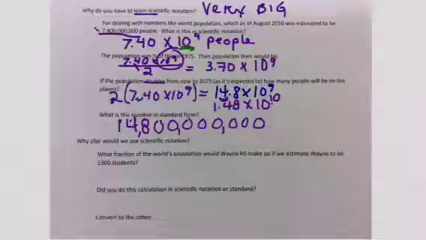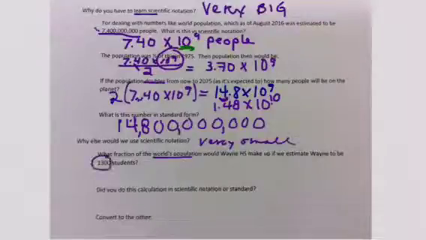So, all right, next step. Why else will we use scientific notation? Very, very small numbers can be represented better this way. So let's take it back to our original world population, and let's ask, what fraction of the world's population does our high school make up if we think that there's 1,300 students at Wayne?